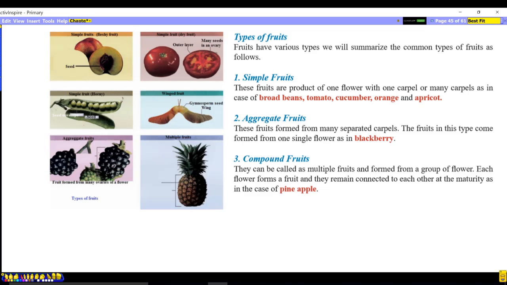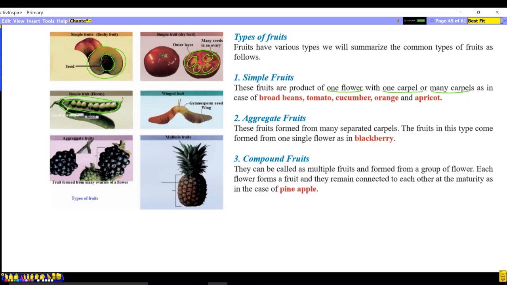Types of fruits. The simple fruits. These fruits are the product of one flower with 1 carpel or many carpels. 1 carpel, like in bean, there is only 1 compartment which contains seed, so it's 1 carpel. Also in the fleshy fruit, the peach, there is only 1 room that contains the seed, 1 carpel and 1 ovary. But in tomato, also a simple fruit, there are more than 1 carpel, but it's only 1 ovary. So we call this kind of fruit simple fruits.